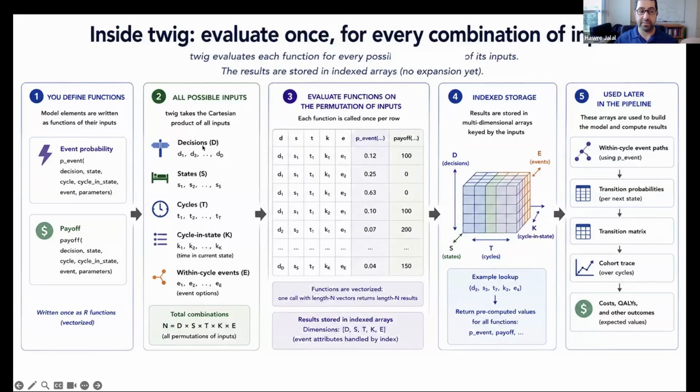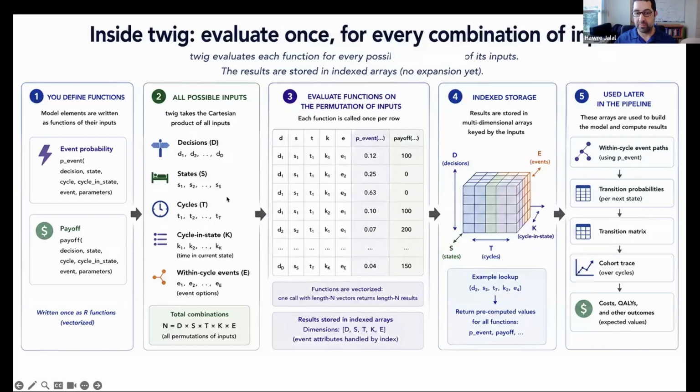These are given, for example, by the decision 1 to D, the states, state 1 to S, the cycle and state, and the event. Not all functions use these. So if a function, for example, only uses decisions and state, it only gets evaluated for the permutation of those two parameters. Then the result of that function is stored. Once it has been stored, it is broadcast and forecasted without recalculations.